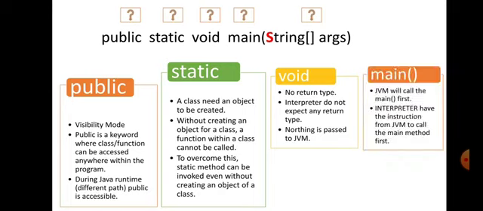Void means null. Main. The Java Virtual Machine will call the main function first. The interpreter has the instruction from the JVM, a strict instruction, to call the main method first. So even if you have 100 methods written in a Java program, the first method that will be called is the main function. Hope you understand what is called a main function.